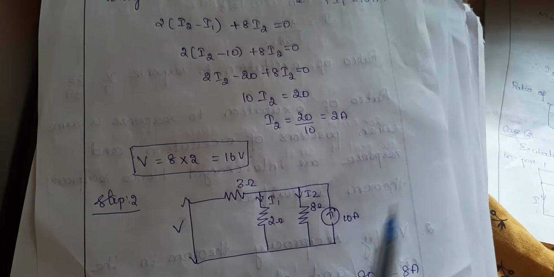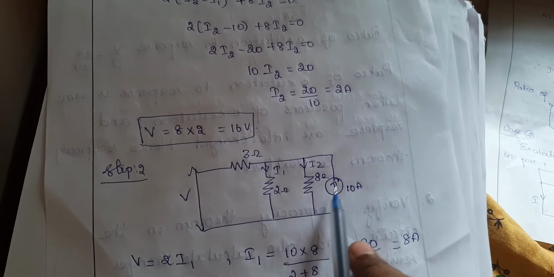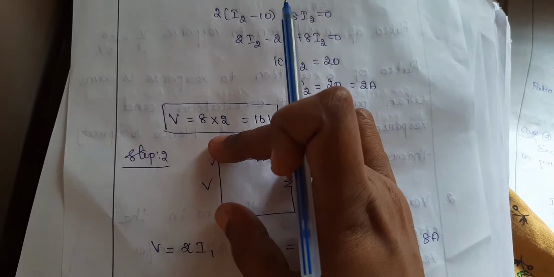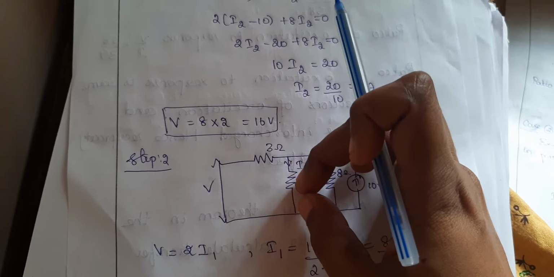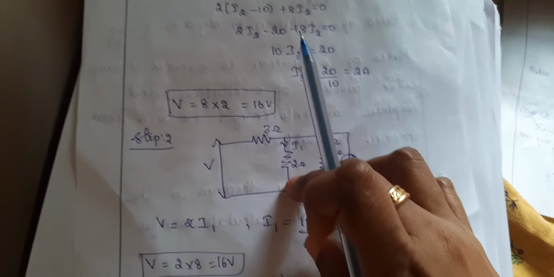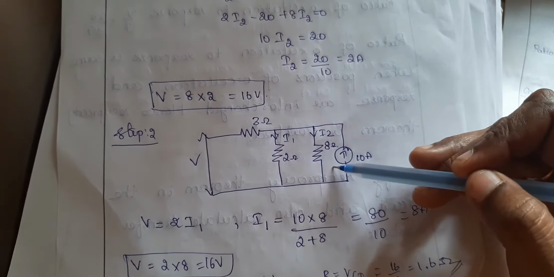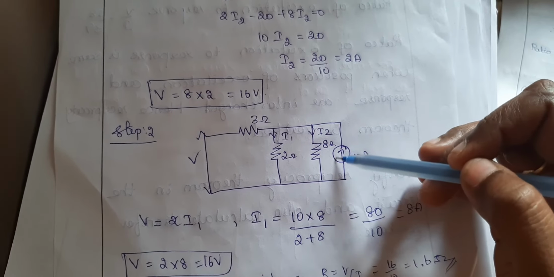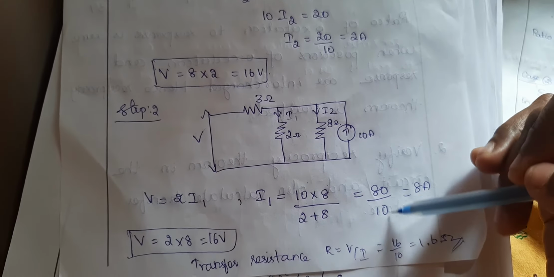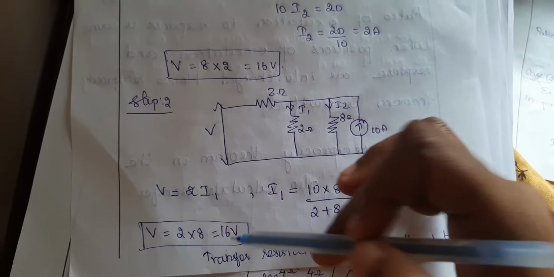Okay, and next, step 2: you want to interchange the voltage and current. So the current source is interchanged here and the voltage source here. Now you want to find the voltage. What is the voltage at this point? The voltage at this point is 2 into I1. So in order to find the voltage 2 into I1, you need the current I1. You can apply the current division rule: total current 10 into opposite resistance 8 divided by total resistance 2 plus 8. What is the value? 8 ampere. So voltage 2 into I1, 2 into 8, that is 16 volt.